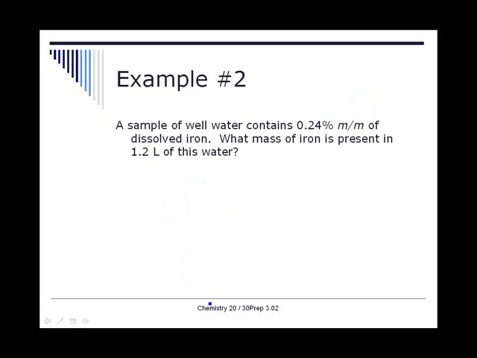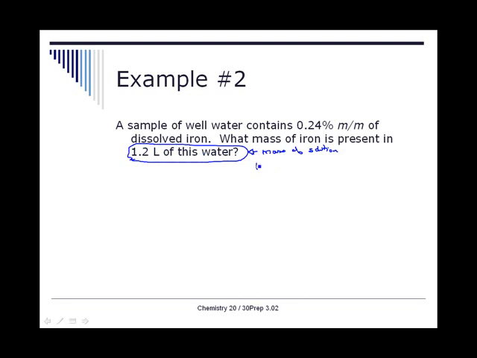Here we have a sample of well water, for example 2, containing 0.24% mass by mass of dissolved iron. And we're going to figure out the mass of iron present in 1.2 liters of this water. Now, when we take a look at this statement, 1.2 liters of this water, since it's talking about the water with the iron in it, this is going to give us the mass of our solution. It includes the mass of the iron, because the iron is already dissolved in this water.